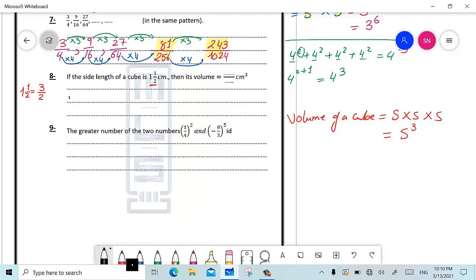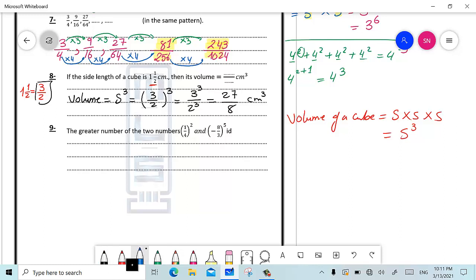Again, we said that the volume is equal to s to the power of 3. I know that s now is 3 over 2, so 3 over 2 all raised to the power of 3, and this is equal to 3 to the power of 3 over 2 to the power of 3, which is going to equal 27 over 8 centimeters cubed. The last question in this lesson is question number 9.